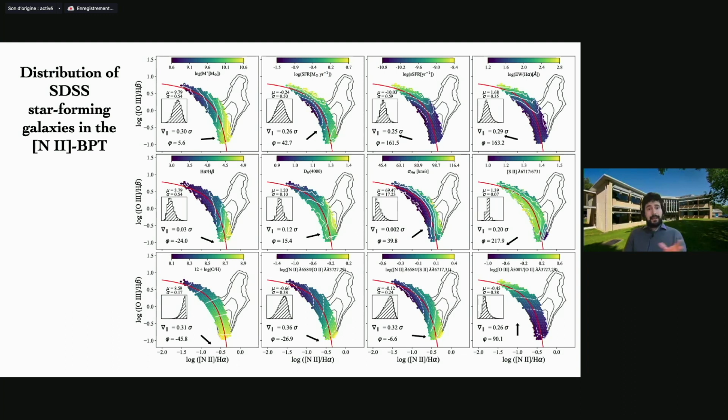And in particular, if we look at the white contours, which trace the isocontours, so the lines of constant value in each parameter within the diagram, we can see, for instance, that isocontours in metallicity are quite orthogonal to the median sequence of galaxies in the diagram, as parameterized by this red curve here, almost everywhere along the sequence.